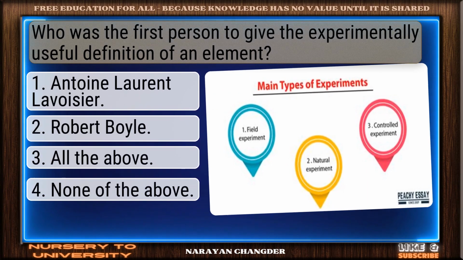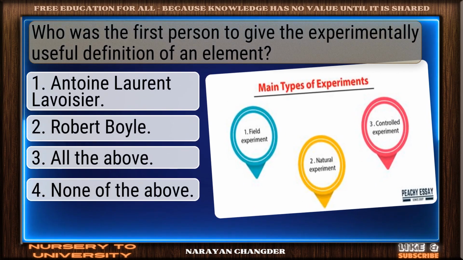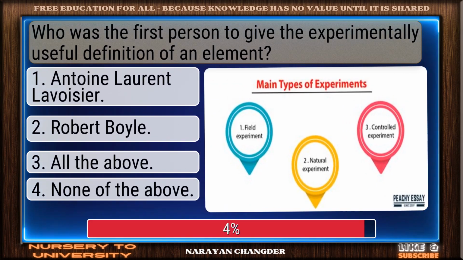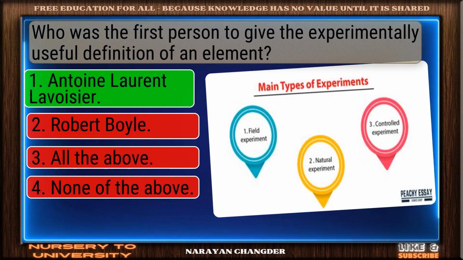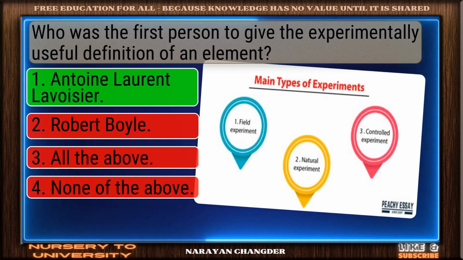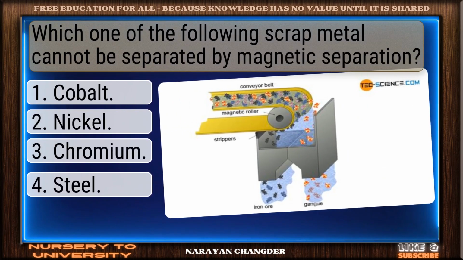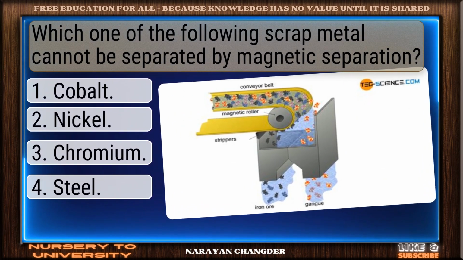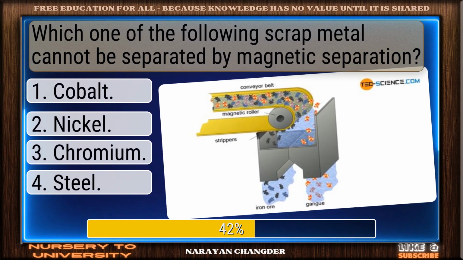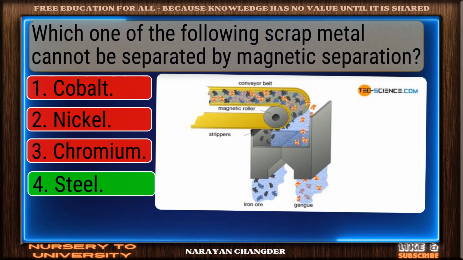Question number 68. Who was the first person to give the experimentally useful definition of an element? Clear logic. Your choice, Antoine Laurent Lavoisier, is sound and 100% true. Question number 69. Which one of the following scrap metal cannot be separated by magnetic separation? Perfect. Steel is the correct choice.